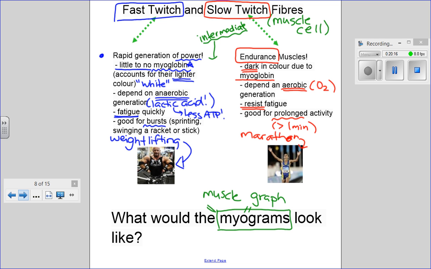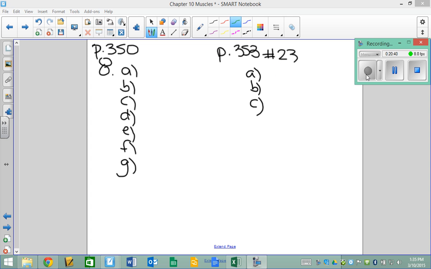So what we're going to do is take a minute and look at a few questions in your textbook that have to do with the two types of muscle fibers and that have to do with myograms. So the first one that I'd like to look at is on page 350. And it's number 8. I'm going to start with the graph on page 350 that had A through G.